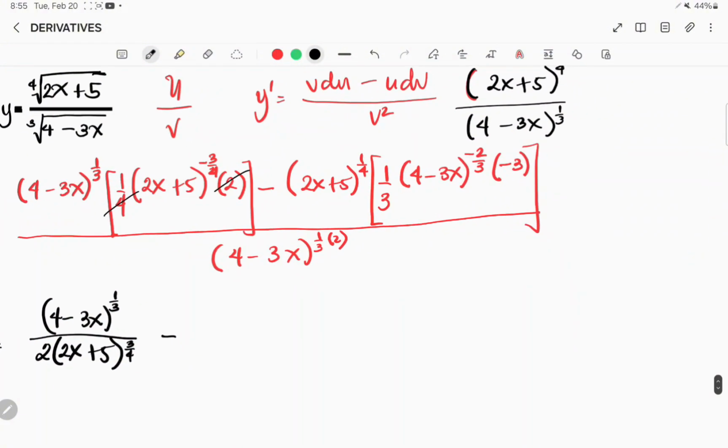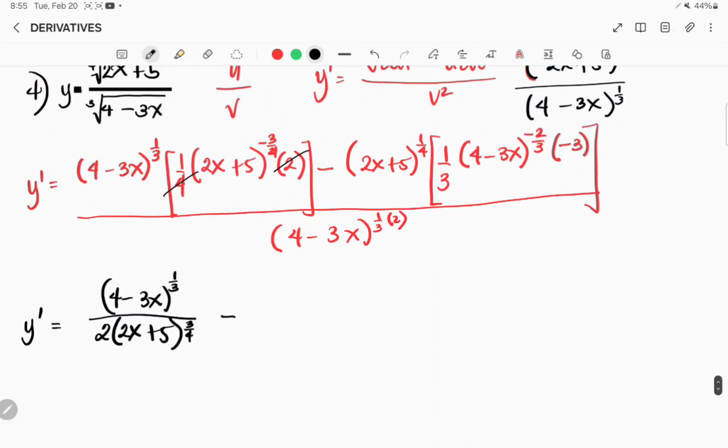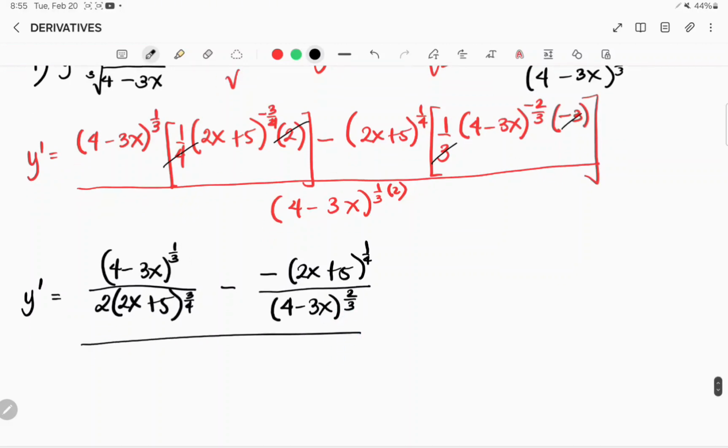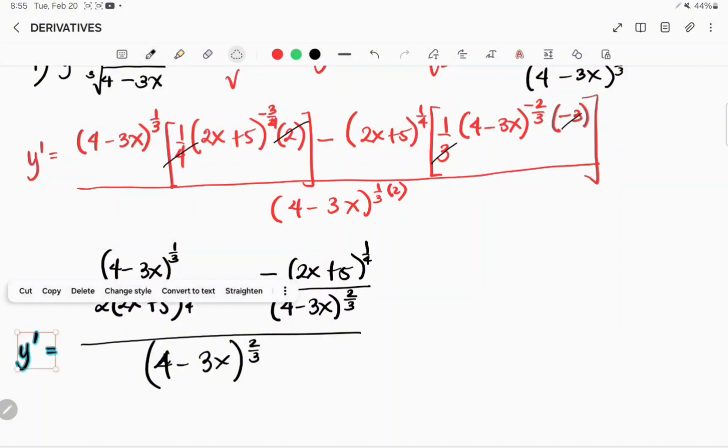a fraction also. This is to be cancelled, but we have a negative number here. So that's negative 2x plus 5 raised to 1/4 over, you have to bring down 4 minus 3x in the denominator. It will become 2/3 as the exponent over 4 minus 3x raised to 2/3. Now we have to get the LCD of the denominator, the numerator.